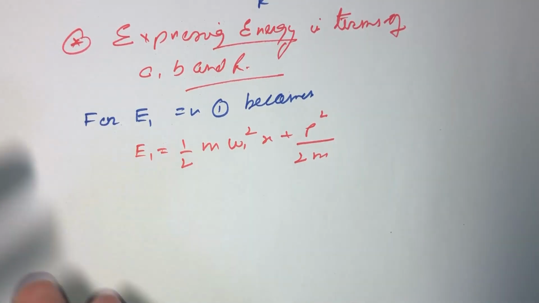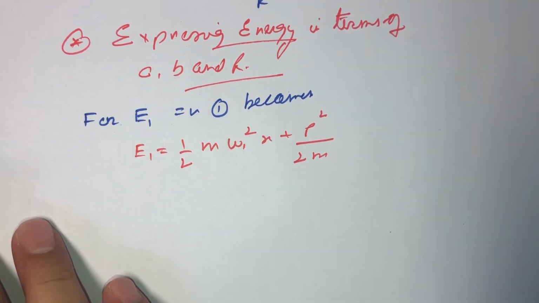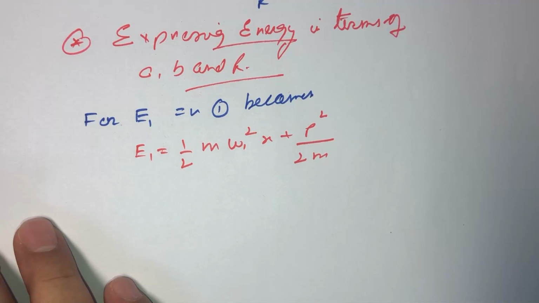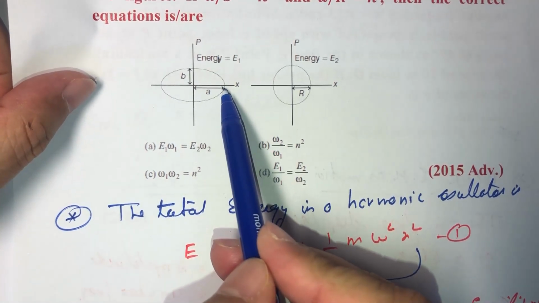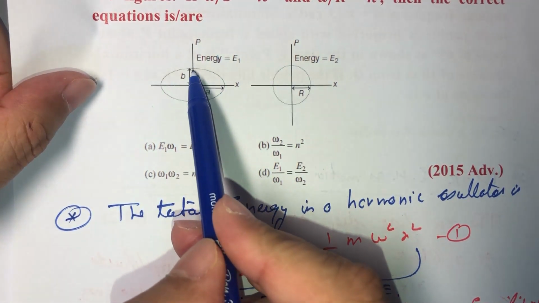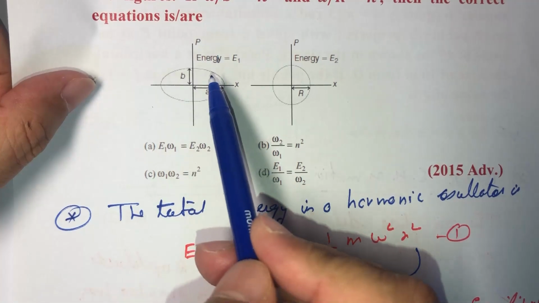So we can say at the extreme position of the motion, either x or p will reach their maximum value a and b respectively. Okay, so it means at extreme position, x is going to have a maximum value of a and p is going to have a maximum value of b.